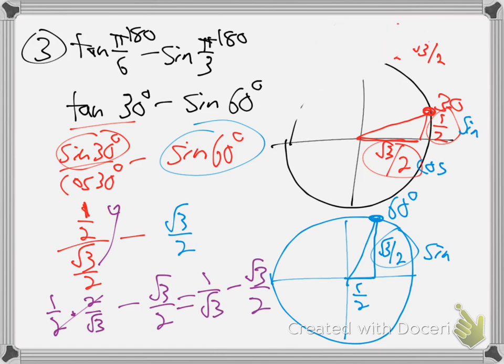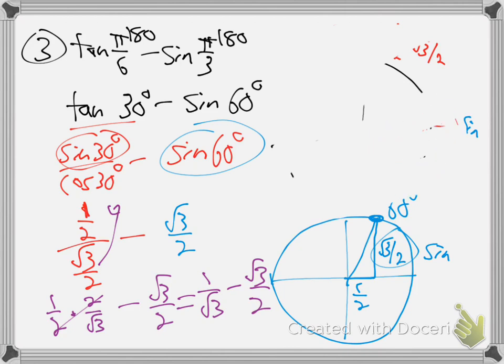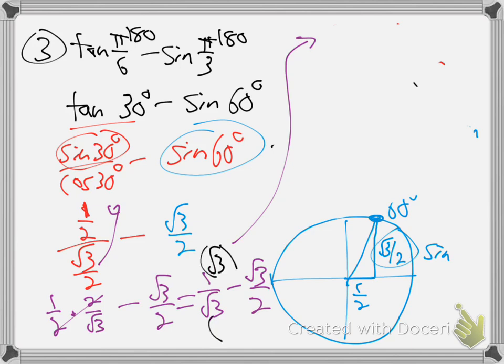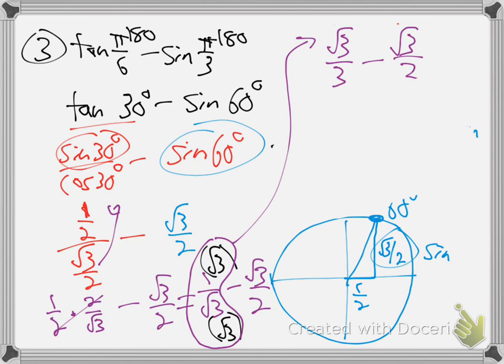So let me come up here. I'm kind of running out of room on this problem. I've got to multiply top and bottom by root 3. Root 3, root 3. So that makes it, what? That makes it root 3 over 3 minus root 3 over 2. We okay so far? See what happened here? Right here. That made it root 3 over 3 minus root 3 over 2.